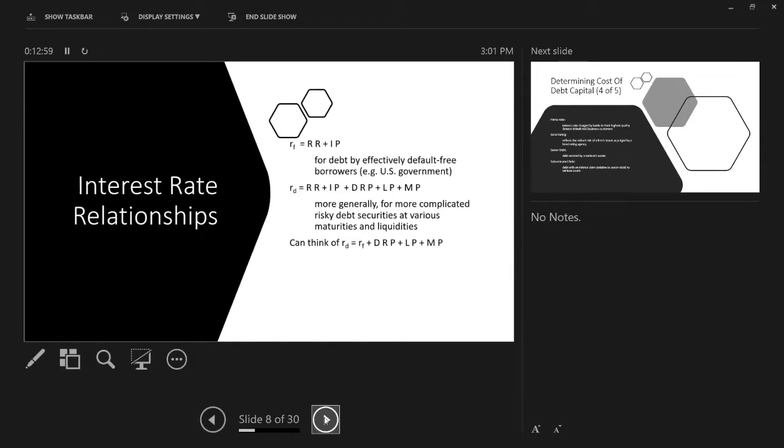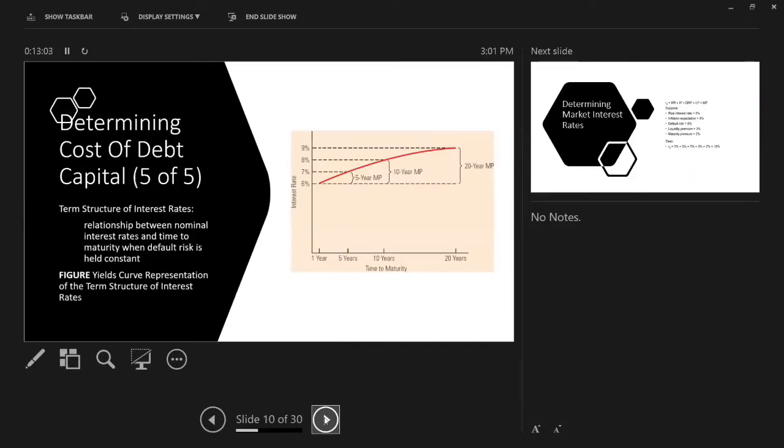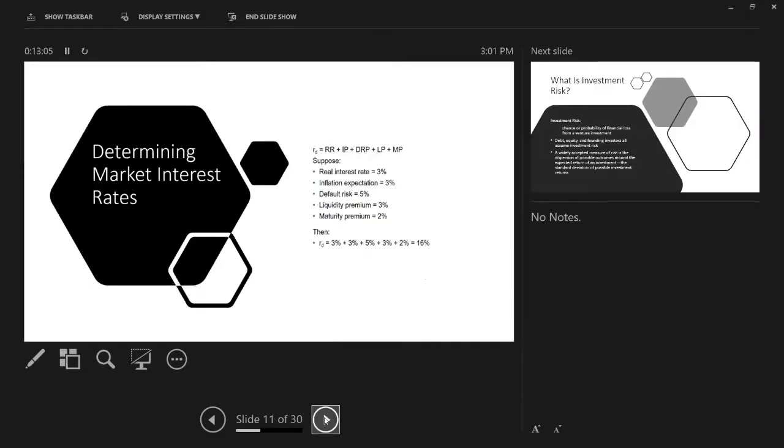I'm not going to do the calculation on the whiteboard. Rather, I'll show you a simple calculation example here. Say, for example, you are given a real interest rate of 3%, inflation expectation of about 3%, default risk of 5%, liquidity premium of 3%, and maturity premium of 3%. We add all of this together, and it becomes the cost of capital for debt.